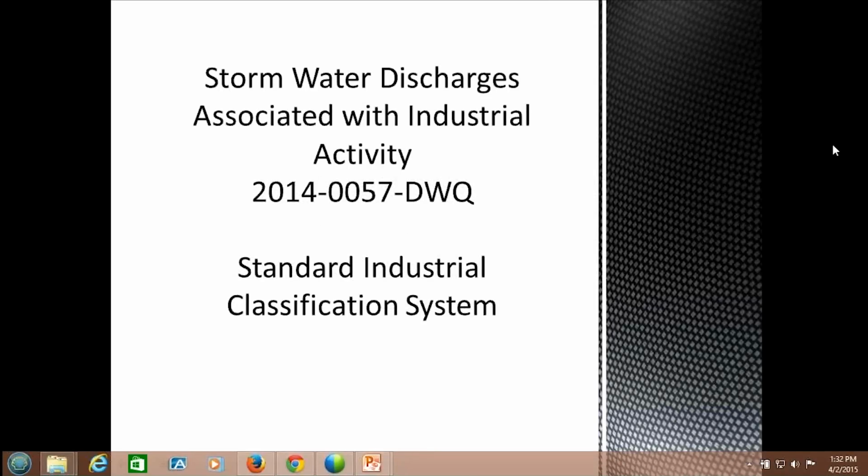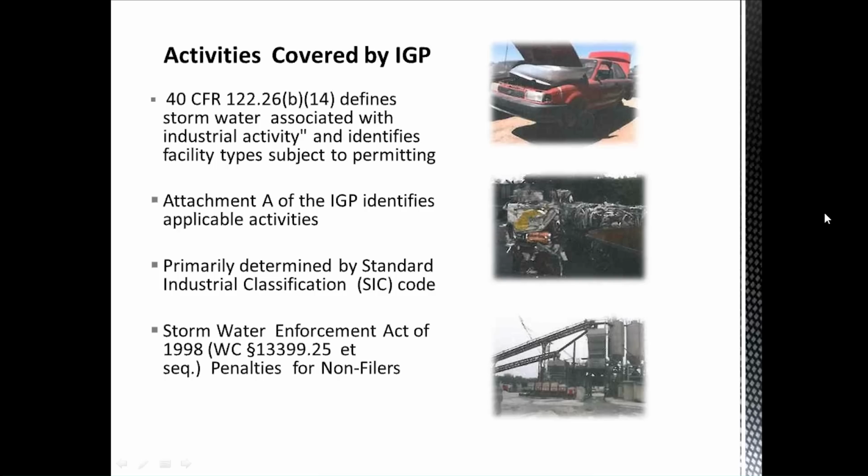Okay, so really I'm just going to go through the stormwater discharge associated with industrial activity permit and how the industrial classification system works for that permit. The regulations on industrial codes come from 40 CFR 122.26, where that defines basically what kind of industrial codes or classifications of activities need the industrial permit. There's a lot of different industrial activities. Pretty much any kind of industrial activity has an industrial code.